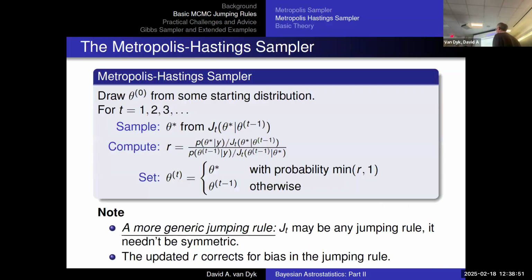Okay, Metropolis-Hastings. It's exactly the same as Metropolis, except it works in Vinay's case. So now I can have a more generic jumping rule. J, the jumping rule, can be any jumping rule. It doesn't have to be symmetric anymore. The price for that is that the way you compute R used to be just this, because when this is a symmetric distribution, these two things are equal, it disappears. So the acceptance probability becomes a bit more complicated, but you can use any rule you want.